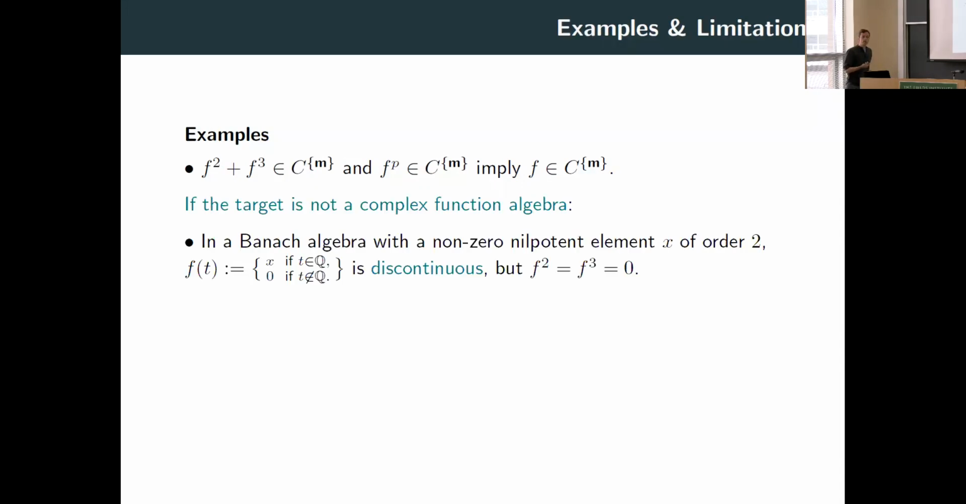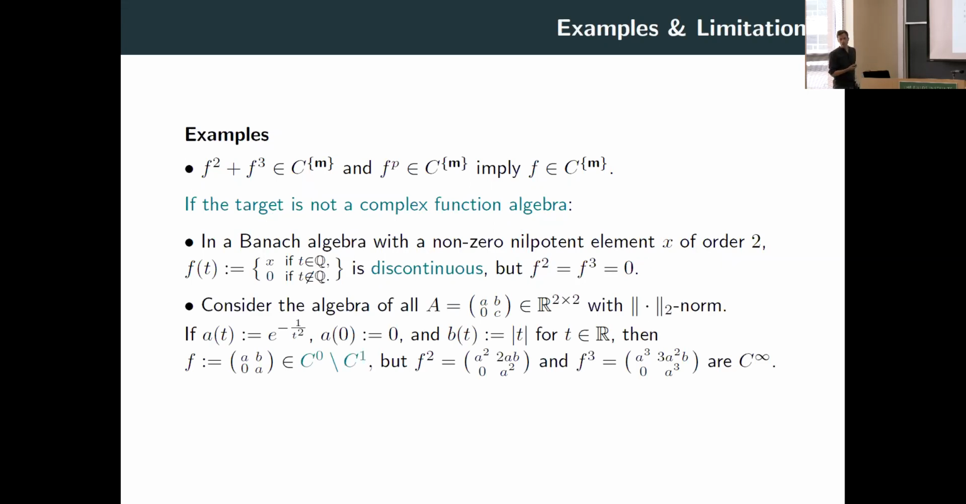Let me give you a few limitations of the theorem. So we cannot go beyond complex function algebras in general. So here is an example. If you look at a Banach algebra which contains a non-zero nilpotent element of order 2, you are doomed, because I can then just define f of t, where t is a real variable, equal to x, so this is this element, if t is rational, and 0 otherwise. This is highly discontinuous, but f squared and f cubed are equal to 0, so smooth, right?